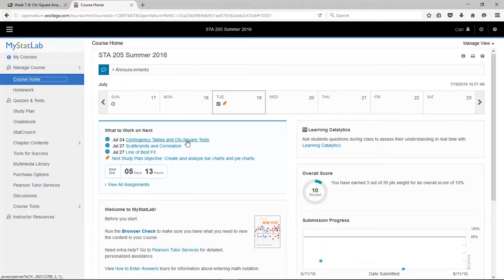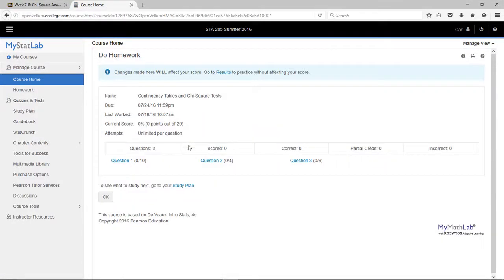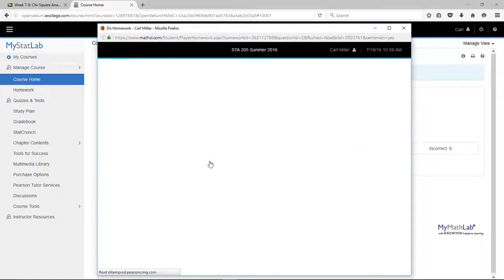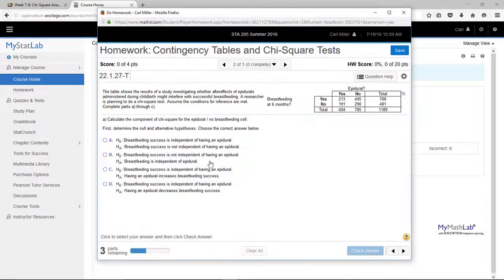Suppose that we want to do a homework exercise where we need to calculate the chi-square statistic. So I'm going to go into question 2 from this particular homework sample. And in the first part, they're going to describe the study, in this case looking at whether breastfeeding was successful 6 months after childbirth, based on whether the mother received an epidural or not. So we're looking to see if there's independence or dependence between the two variables.